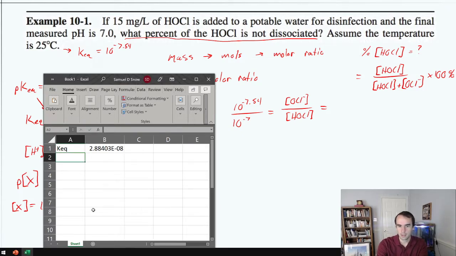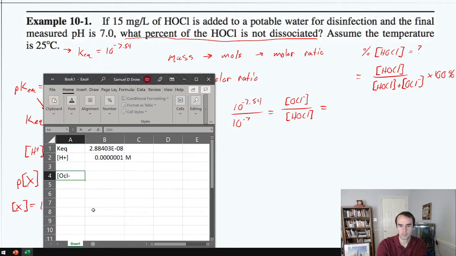Okay, that's our KEQ, and our H plus here is 10 to the negative 7. Both of these are in moles per liter, and this one is probably also technically moles per liter, but it's just a little funny. Okay, so then we'll do the ratio here.